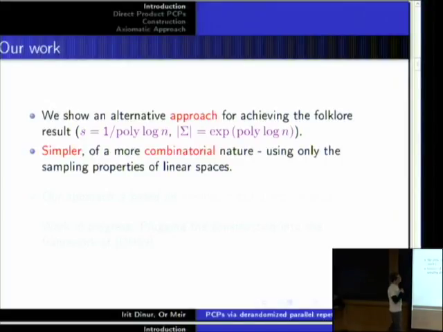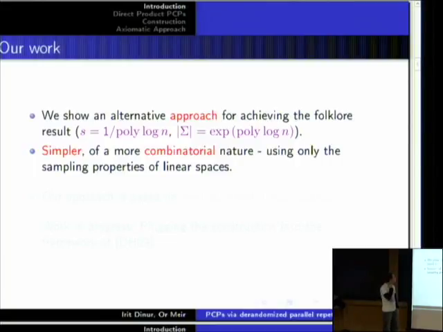And this construction, or our approach, has the feature that, first of all, in my opinion, it is simpler, even though Irit asked me to tell you that she disagrees with me on this point. But I think it is simpler. And what we both agree is that it is of more a combinatorial nature. It does not use polynomials or curves or anything like that. It just uses sampling properties of linear spaces. And actually, using the axiomatic approach, I will show that we really only need sampling properties, not necessarily of linear spaces.